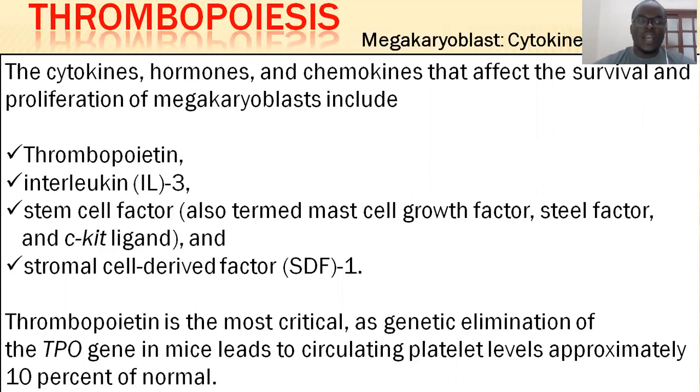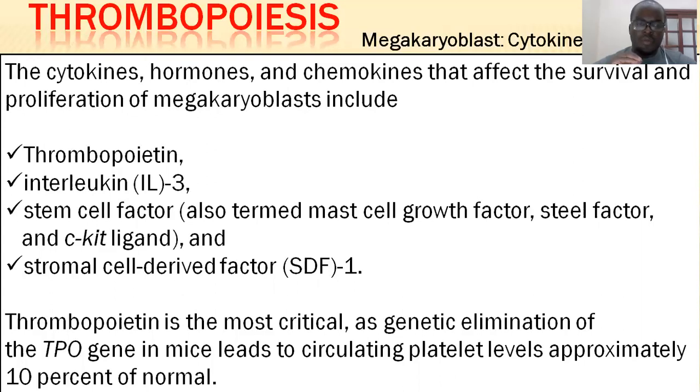Then you also have cytokines like interleukin 3. Interleukin 3 can come from other white blood cells and also other cells found within the bone marrow, and it functions in a paracrine manner by stimulating these stem cells to start differentiating. Then you also have stem cell factor, and you also have stromal cell-derived factor. All these will have an effect on the megakaryoblast to differentiate into megakaryocyte.